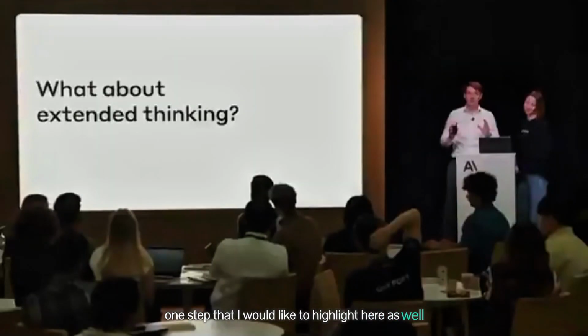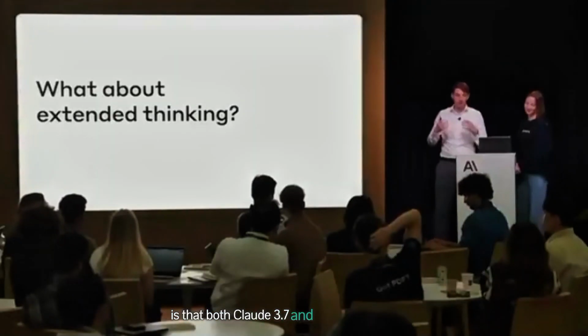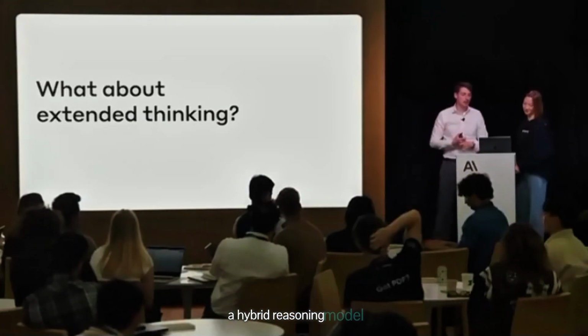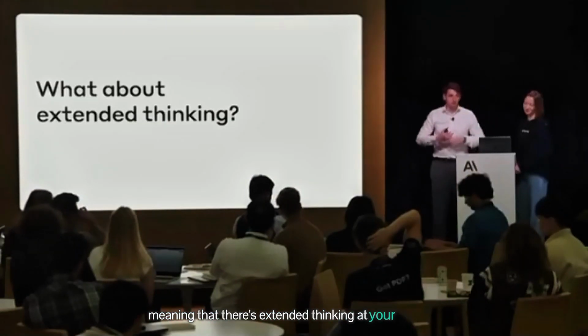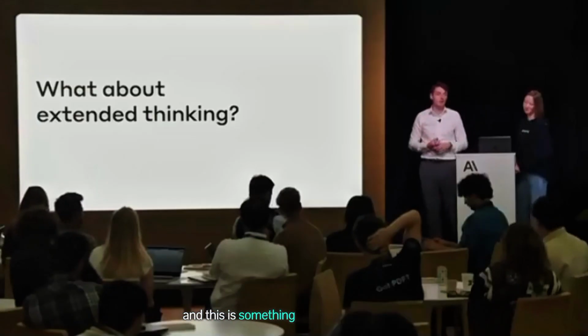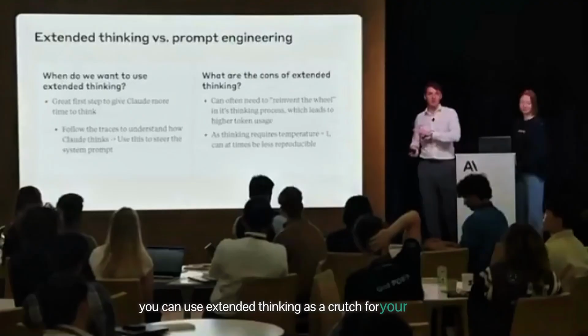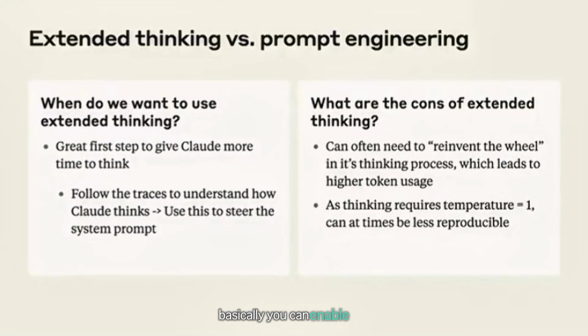Now, finally, one step that we'd like to highlight here as well is that both Claude 3.7 and especially Claude 4, of course, is a sort of hybrid reasoning model, meaning that there's extended thinking at your disposal. And this is something we want to highlight because you can use extended thinking as a crutch for your prompt engineering. Basically, you can enable this to make sure that Claude actually has time to think. It adds these thinking tags and the scratch pad.